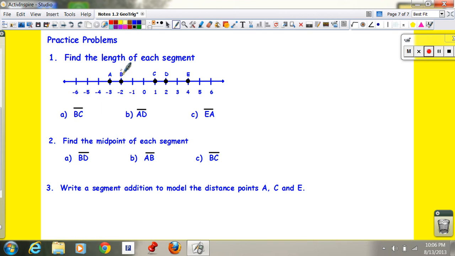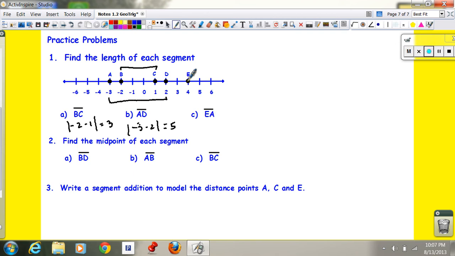B to C. B to C is this right here, from here to here. -2 minus 1, I mean, you could still do your subtraction. -2 minus 1, your absolute value, it's going to be -3. Absolute value of -3 equals 3, and you could have counted 1, 2, 3. That's how far it is. From A to D, so from -3 to 2, it would be -3 minus 2. So you'd have absolute value of -5, which would be a 5. And you could have counted 1, 2, 3, 4, 5.